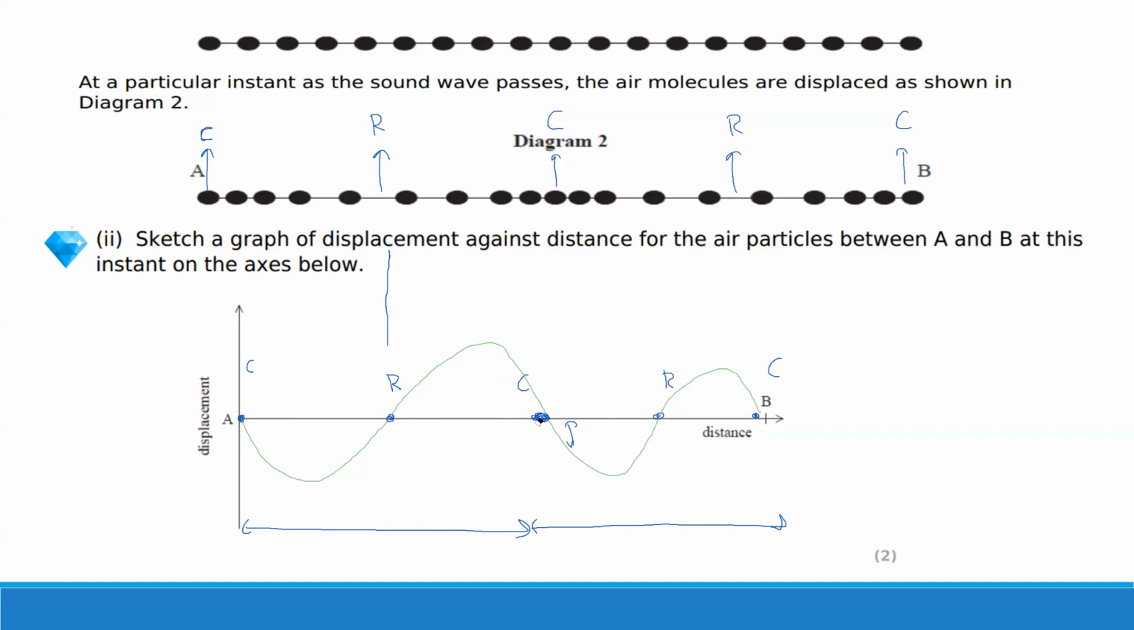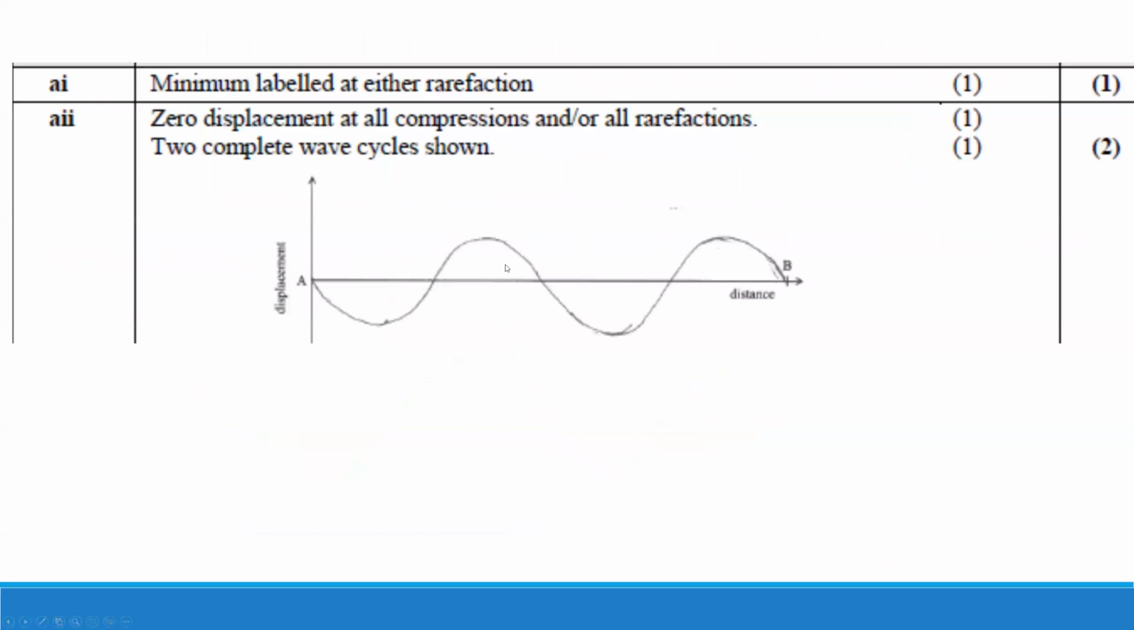Is everyone happy? Any questions before we move on? Shall I explain it again or shall we move on? Okay, let's move on. There'll be more practice on this. So this is how it's going to look: 0 displacement for all compressions and rarefactions and 2 complete wave cycles. And it has to have the shape such that on the right is negative displacement.